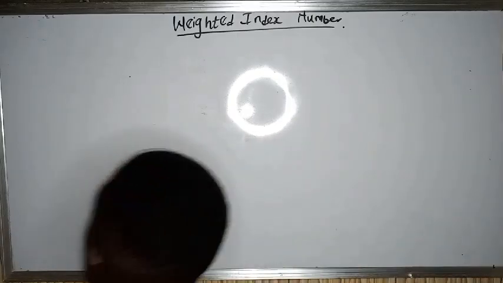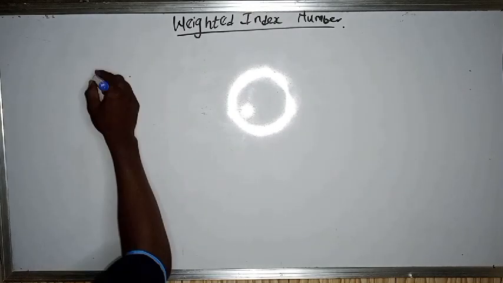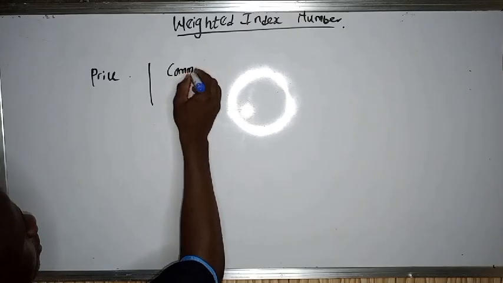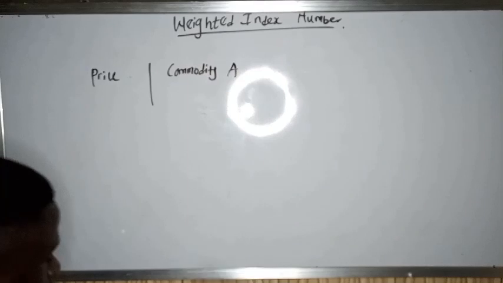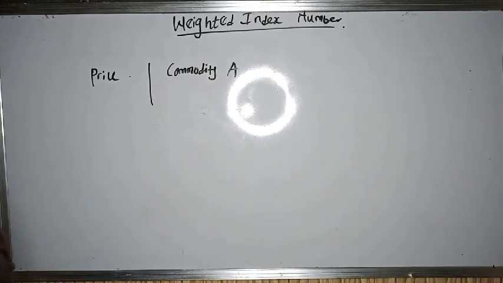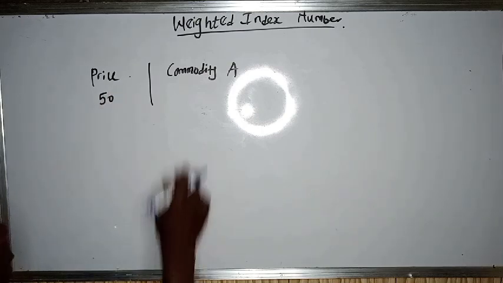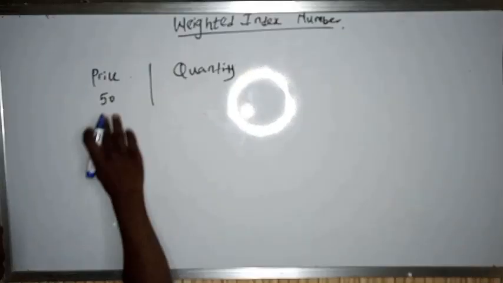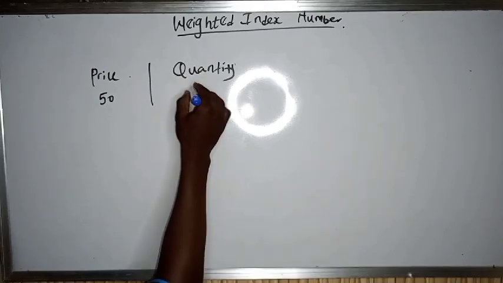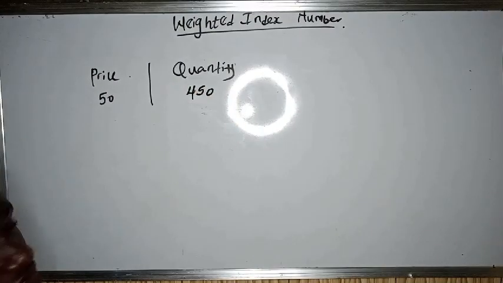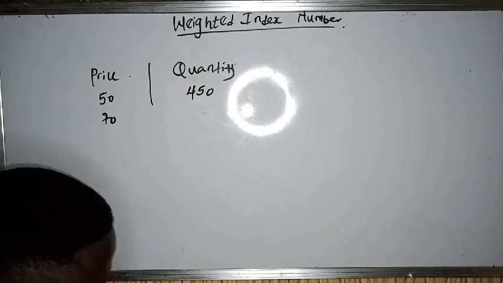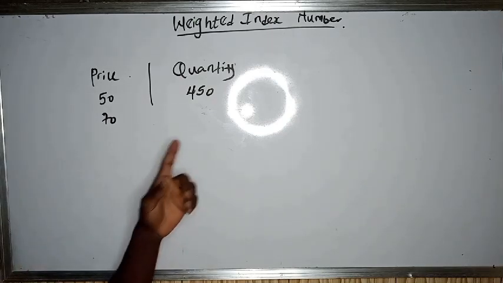For example, let's take the price of commodity A. Now the price of commodity A before was 50 naira, and the quantity purchased then was 450. Then all of a sudden the price increased to 70. We know very well that this change in price will surely have an effect on this quantity.